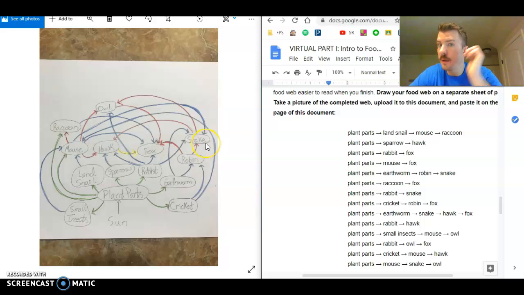Now just a quick word about the coloring. I talked about the green arrows. Green arrows are from producers to primary consumers. So anything receiving energy directly from these plant parts will be connected from the green arrow. And eventually you're going to see quite a few green arrows because plant parts go to a lot of different organisms.